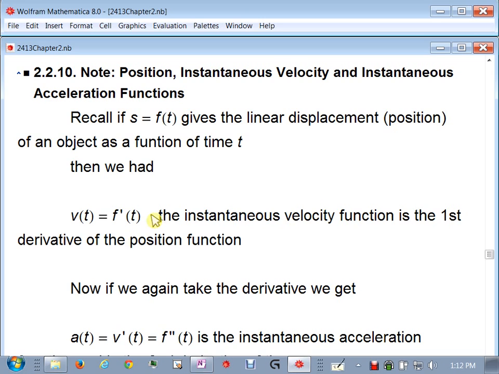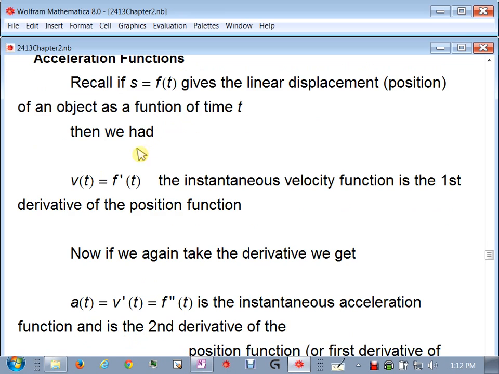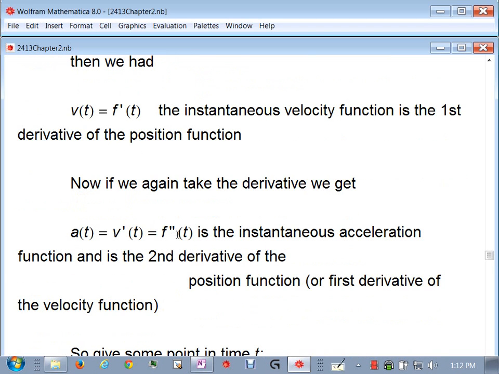So that's what this says. If s equals f of t, so you have a function of t, we use t instead of x because t is good for time, right? If you have that position of an object, then the first derivative of that function we will call v of t, the instantaneous velocity, and then the second derivative, or the derivative of the velocity, gives you the acceleration.